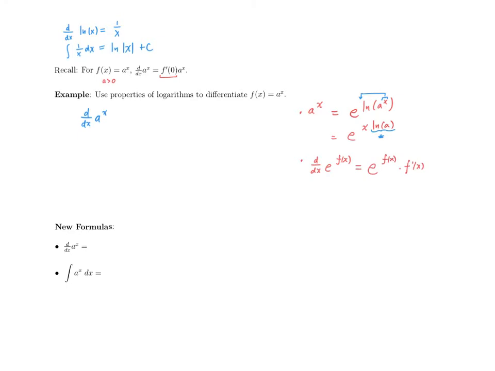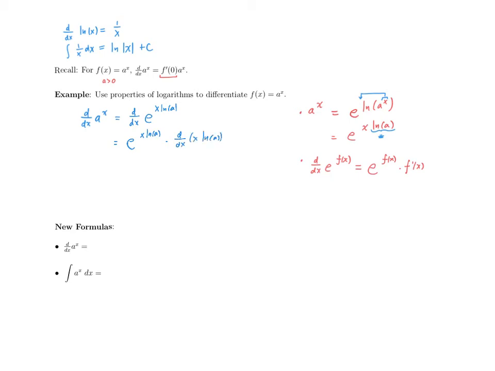Let's put this all together. To differentiate a to the x, we are going to write it in this more convenient form. That is e to the x natural log of a. And when it comes to differentiating e raised to a function, we know precisely what this derivative will be. We apply the chain rule. Differentiate the outside function, evaluate it at an inside function, multiply it by the derivative of that inside function.